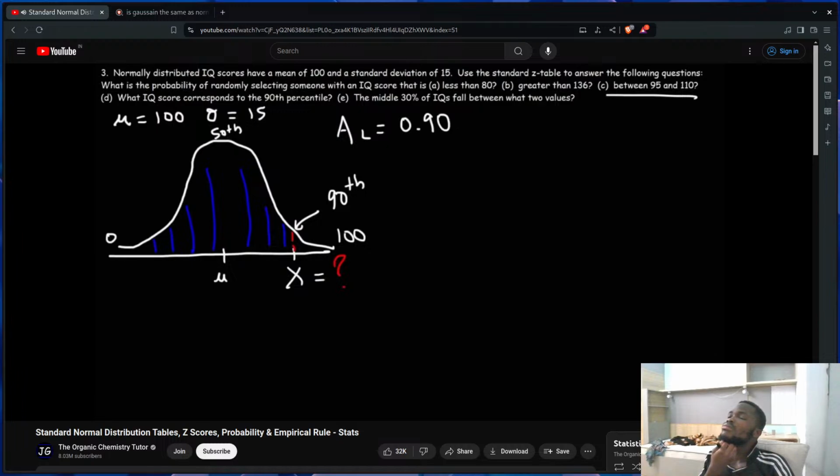And so using the z-table, we can work backwards in reverse here. We can take that area and find the z-score that corresponds to it. So find the z-score that corresponds to an area of 0.90. We need to use the positive z-table because the area is greater than 0.5.